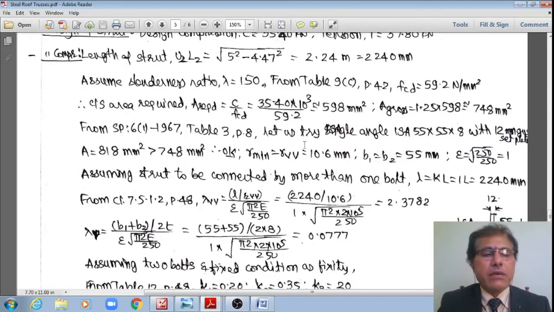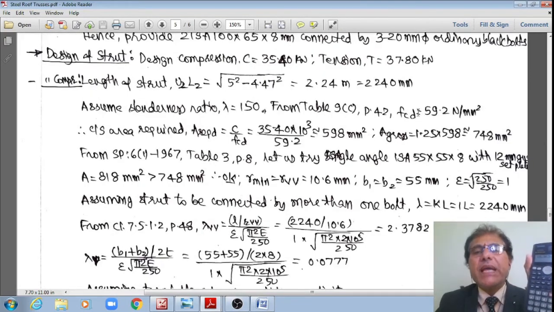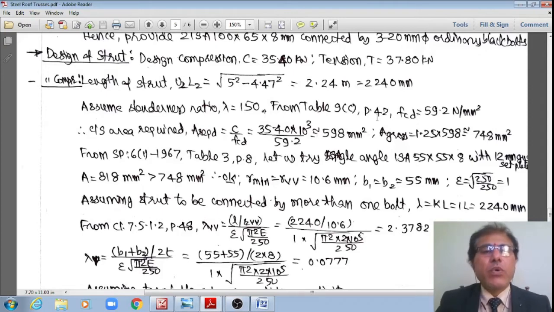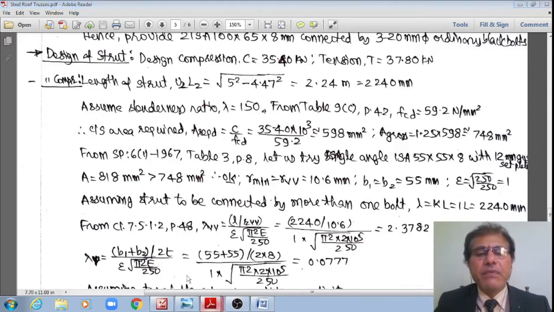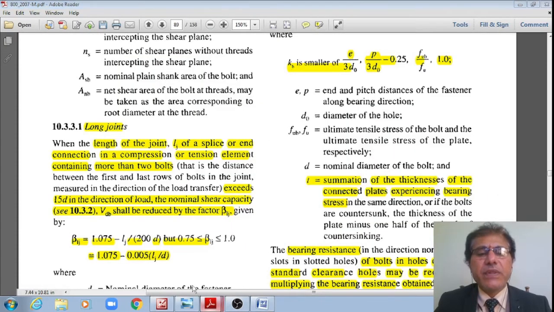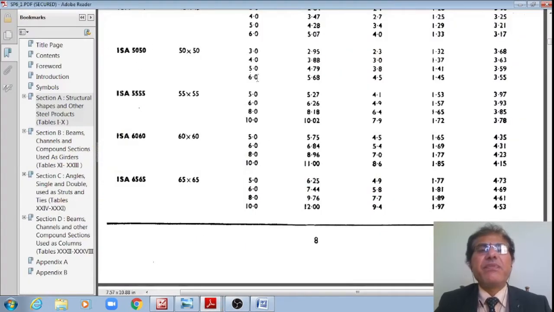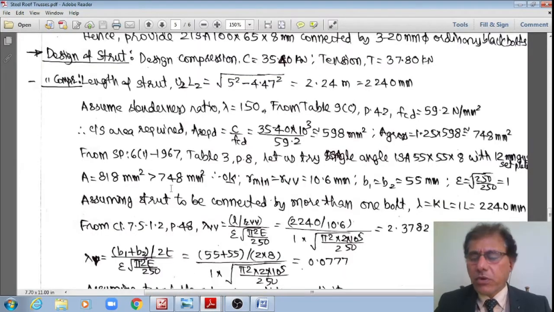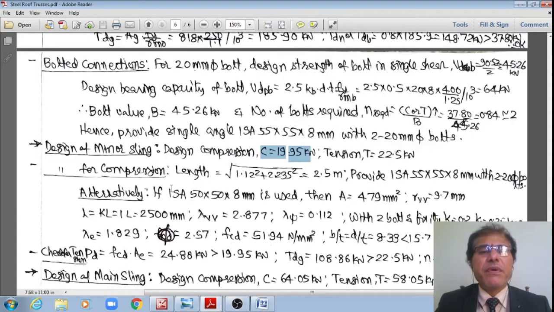For 19.95, even if I assume the same standard ratio lambda for single angle section, it is 59.2. Therefore you just require 336. Even if I increase this by 25% more, you require an area of 420. Therefore what I'm doing now is trying with this section, ISA 50 by 50 by 8. Let me go to that section, student, just bear with me for a moment.